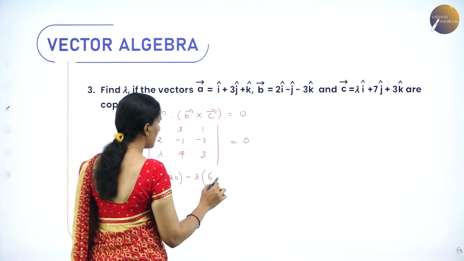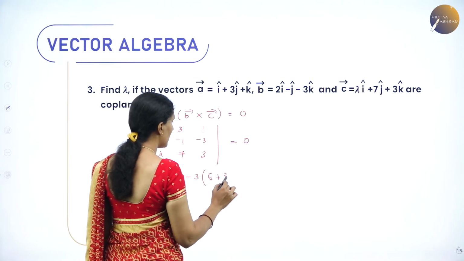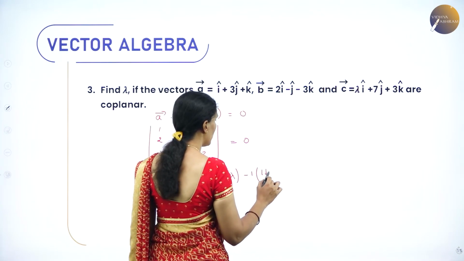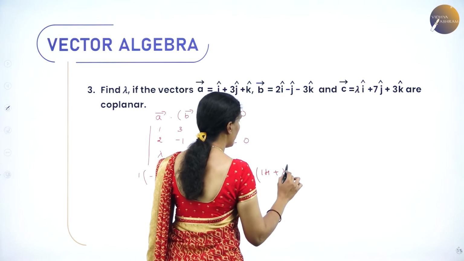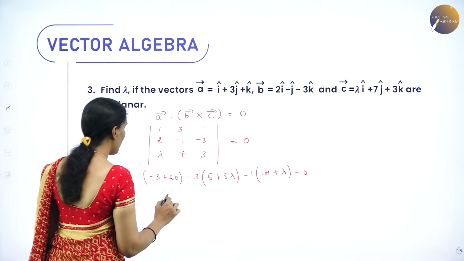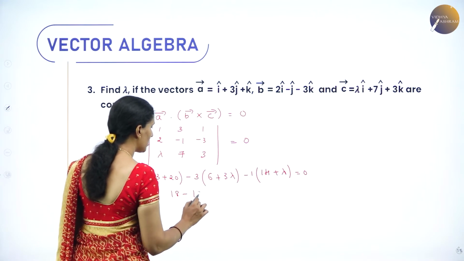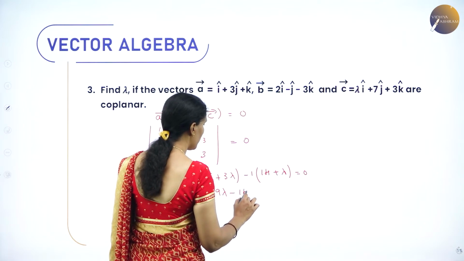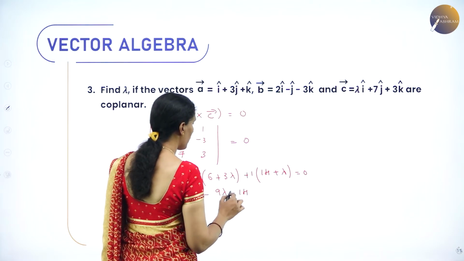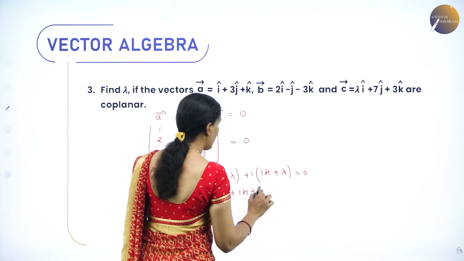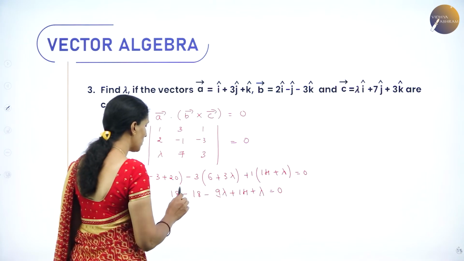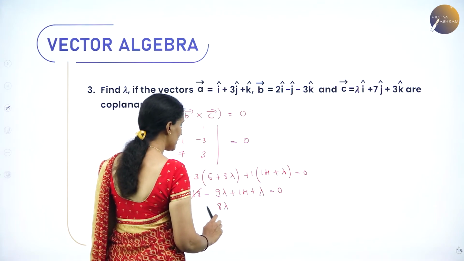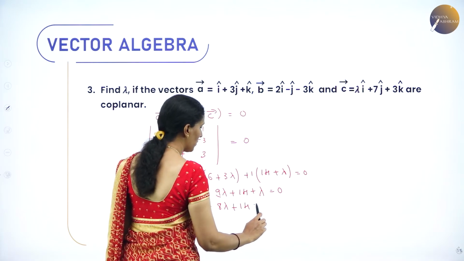3 2s are 6. Minus 3 lambda becomes plus 3 lambda. Next we have minus 1. We have 7 2s are 14. Minus lambda becomes plus lambda is equal to 0. Here we have 18. Next we have 18 minus 9 lambda. Next we have minus 14 and this is plus 1, so plus 14. Again we have lambda is equal to 0. So 18 minus 18 cancels. Minus lambda, lambda is minus 8 lambda plus 14 is equal to 0.